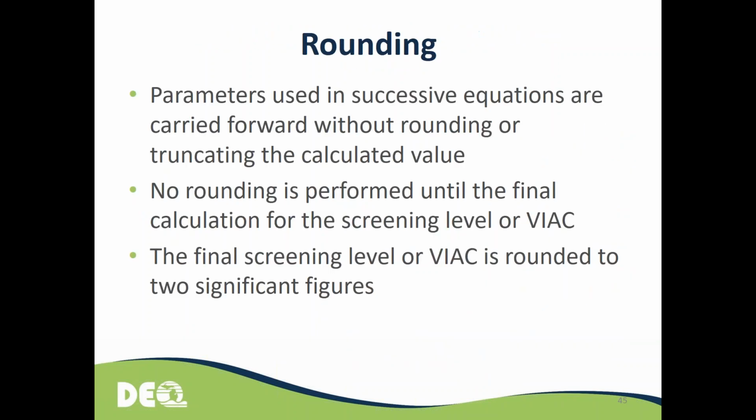Oops, wrong way. Rounding is something that I've talked to several people about who have already delved into these calculations by hand. We don't round any parameters or outputs from successive equations. They're all carried forward without rounding until the final criteria or screening level is determined. And that is then rounded to two significant figures.